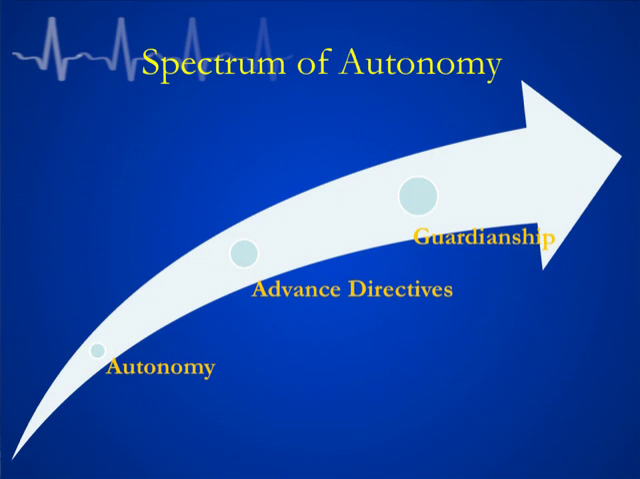This is just a little spectrum as far as autonomy is concerned, right? You have complete autonomy on this end of the spectrum, and then as you lack capacity, the advanced directives come into play, and then when you really are declared incompetent, you go under guardianship.